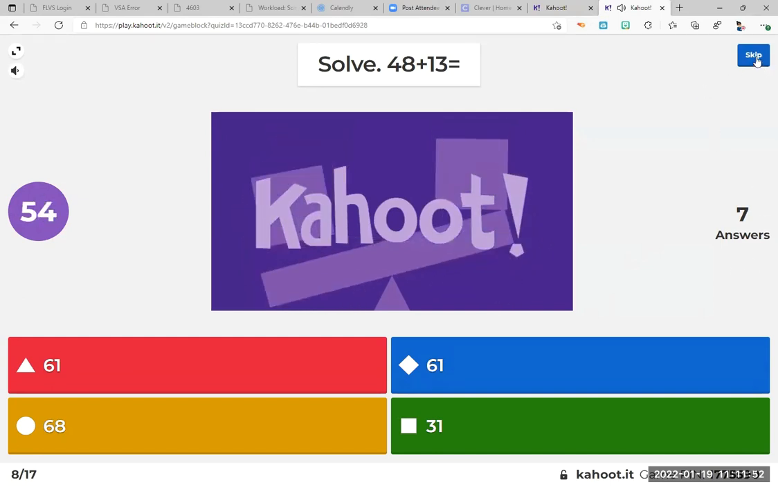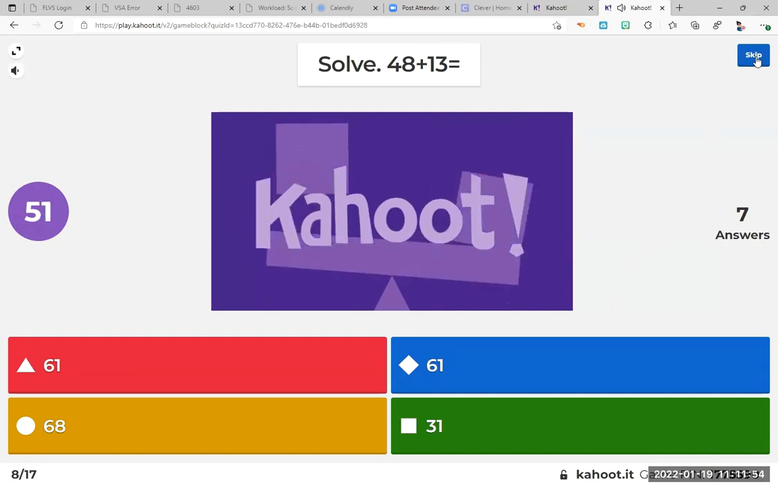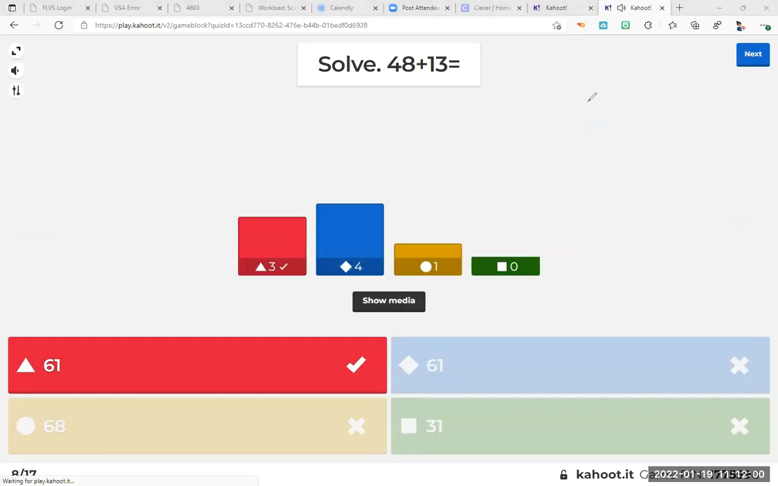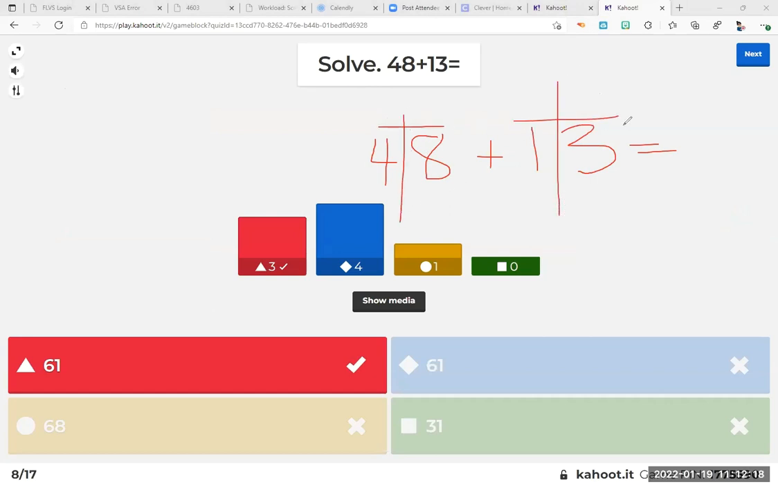All right, guys, we're going to move on. If you didn't pick an answer, the correct answer is 61. How do I know that? Well, let's look. 48 plus 13, right? Okay, first thing I do, slice my sandwiches. Let's do the ones place first. What is 8 plus 3? Quick, who knows it? 8 plus 3 is 11.